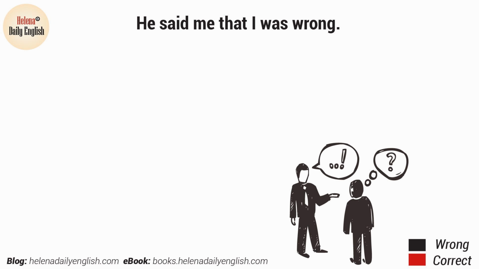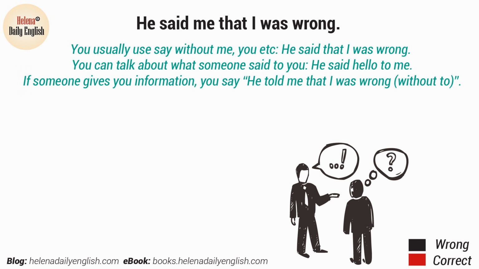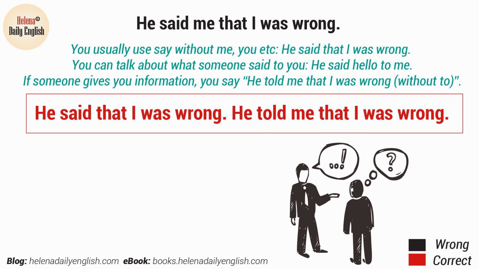He said me that I was wrong. You usually use say without me, you, etc. He said that I was wrong. You can talk about what someone said to you. He said hello to me. If someone gives you information, you say, he told me that I was wrong, without to. He said that I was wrong. He told me that I was wrong.